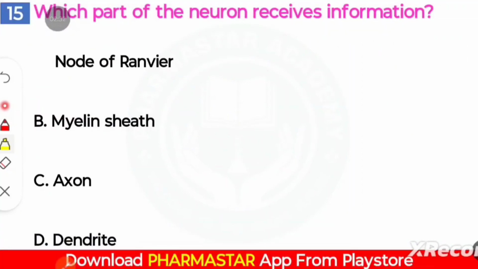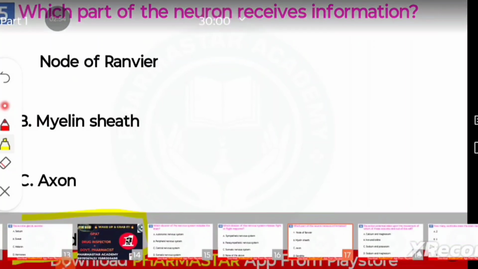Next question. Which part of the neuron receives information? Option A. Node of Ranvier, B. Myelin sheath, C. Axon, D. Dendrite. The correct answer is D. Dendrites are the branched tree-like extensions of a neuron that are specifically designed to receive the chemical and electrical signals from other neurons and sensory receptors. The correct answer is option D.